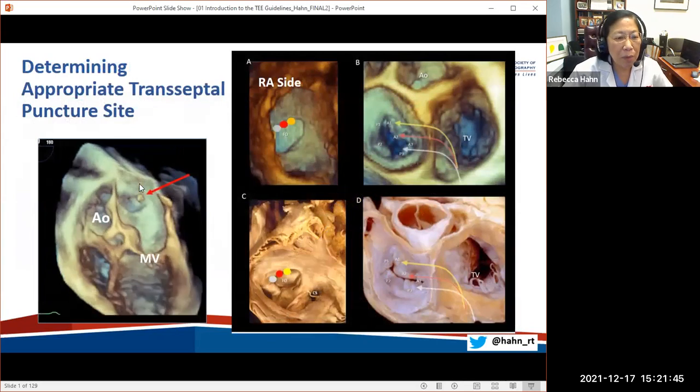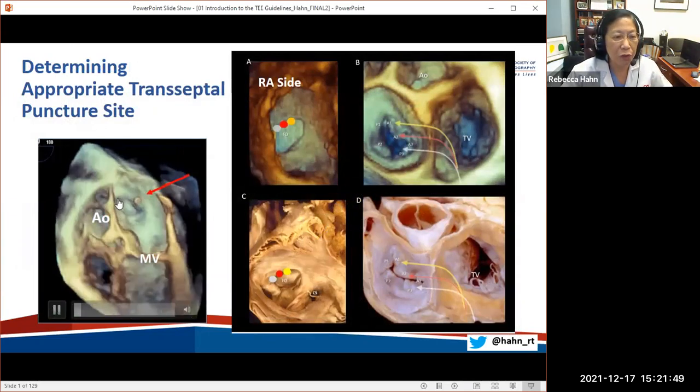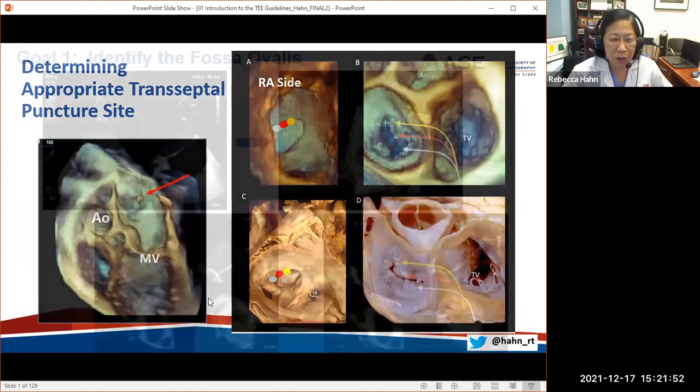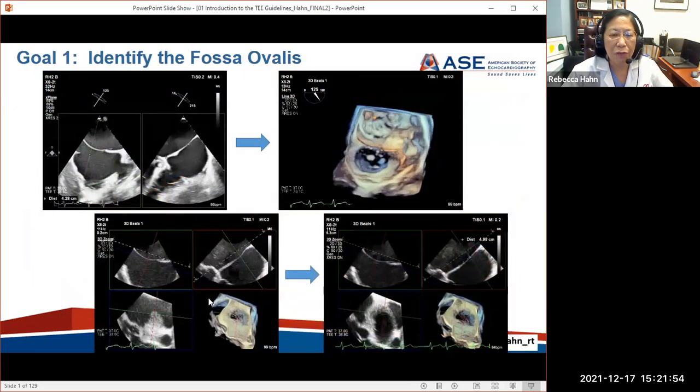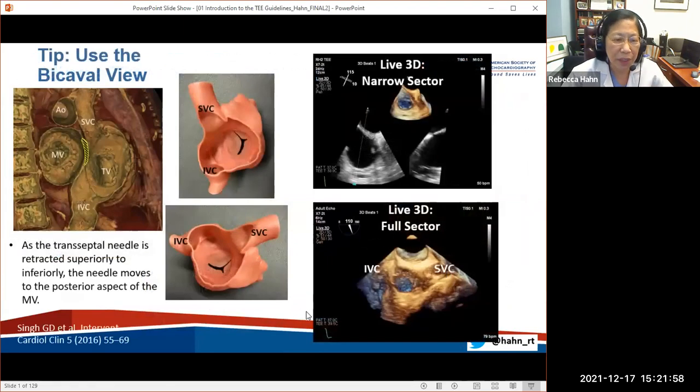Okay, so remember that we're really good at seeing the fossa. This is just an en face view of the fossa, and us guiding the transseptal and making sure that we remain in the fossa. I'm not going to belabor this point because we're running out of time.